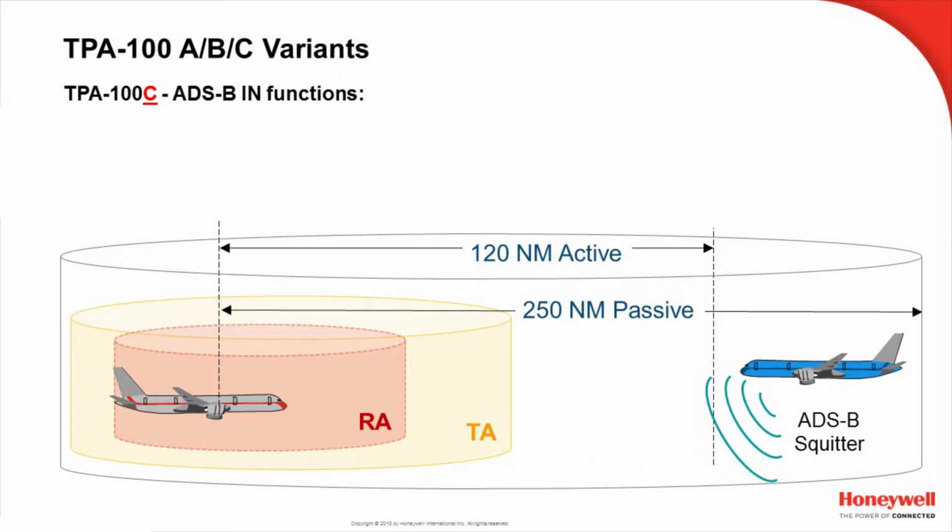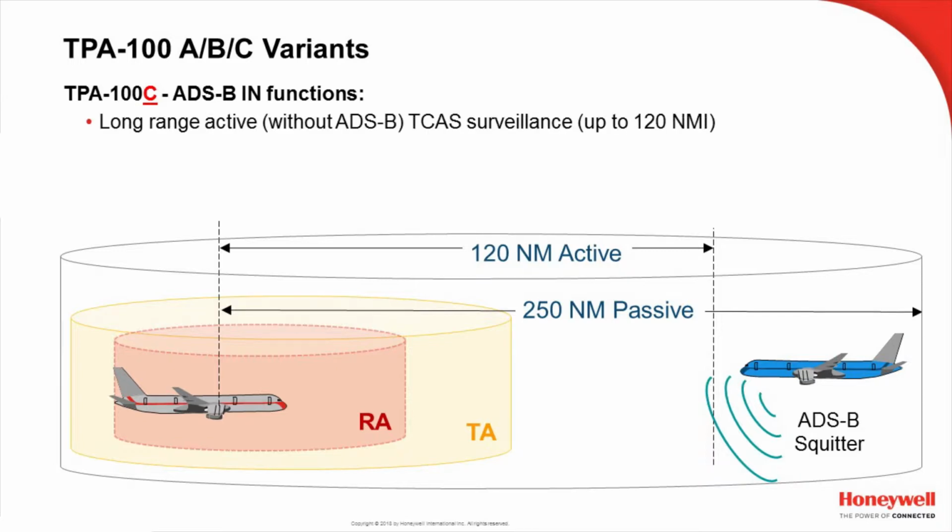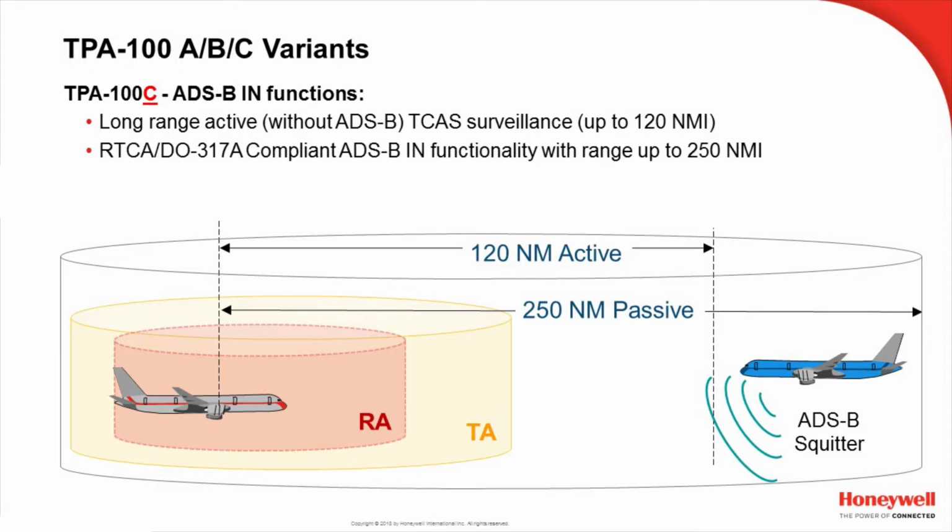Okay, the TPA-100C. This is the latest variant. It provides long-range active using ADS-B, TCAS surveillance up to 120 nautical miles. So when the airspace restrictions permit, when we're a long way from terminal areas, typically on transoceanic crossings, we can actively interrogate up to 120 nautical miles. Likewise, it's compliant with the ADS-B In functionality, which allows us to passively monitor aircraft up to 250 nautical miles away by listening for position squitter. The service bulletin listed will convert the B model to the C model via software change.